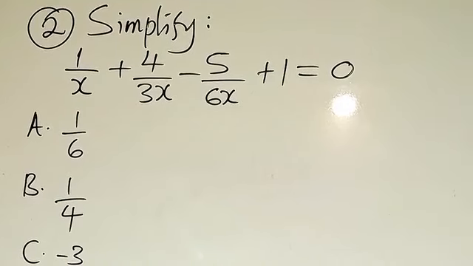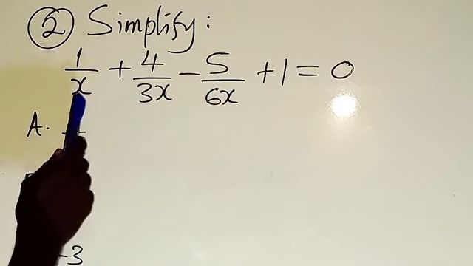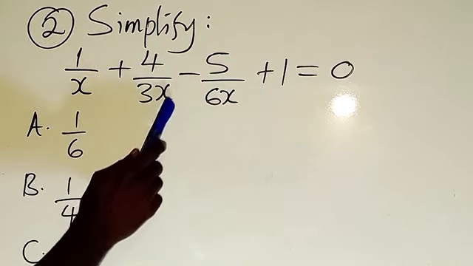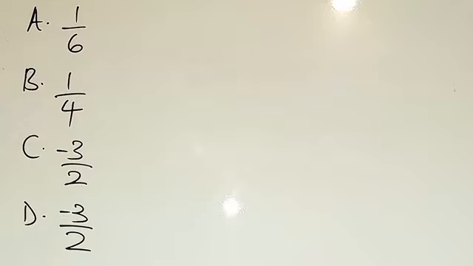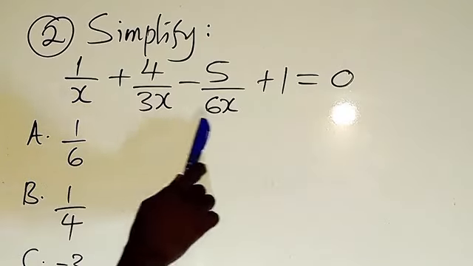This is the second question we are going to be solving under algebraic fractions. So now please pause this video, solve it yourself, then come back and check the solution to compare with your results. Now the question asks us to simplify 1 over x plus 4 over 3x minus 5 over 6x plus 1 equals 0. So what we need to do is, we can see we are having fractions here.